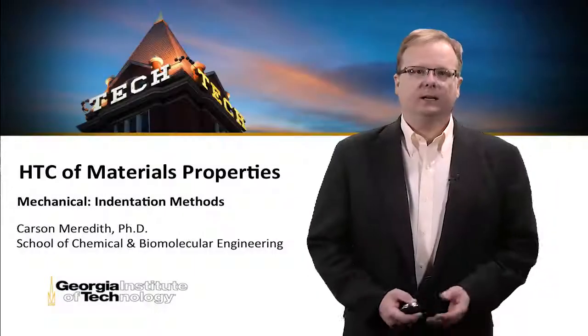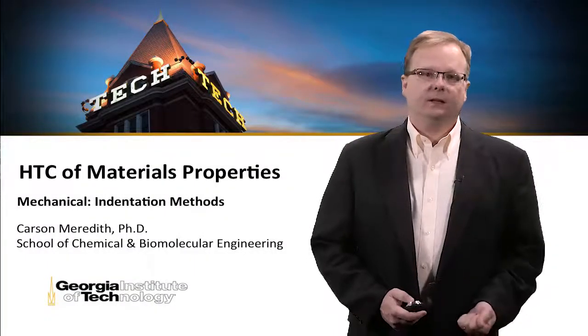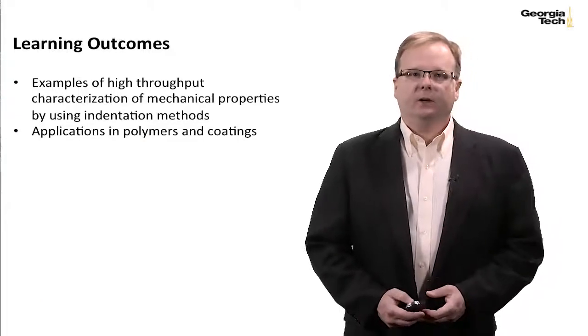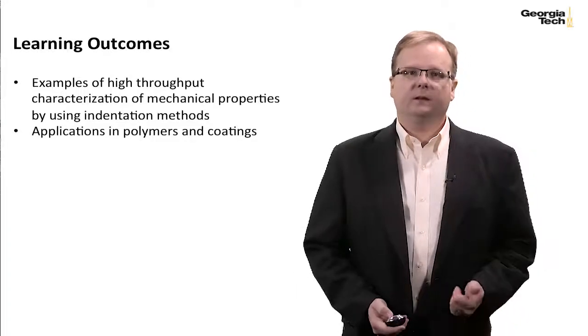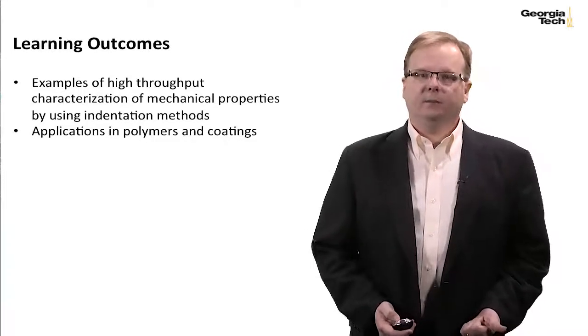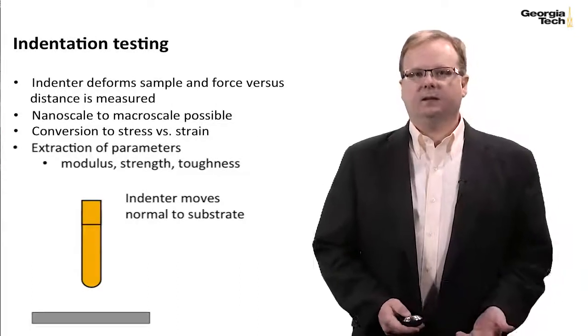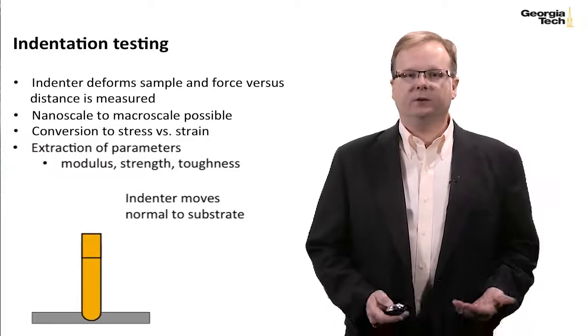I'm going to continue looking at high-throughput characterization of mechanical properties by looking at a class of techniques called indentation methods. We're going to look at some examples of high-throughput characterization using indentation methods and some applications in polymers and coatings. So in an indentation test, an indenter moves down, touches a sample, and pushes into it.